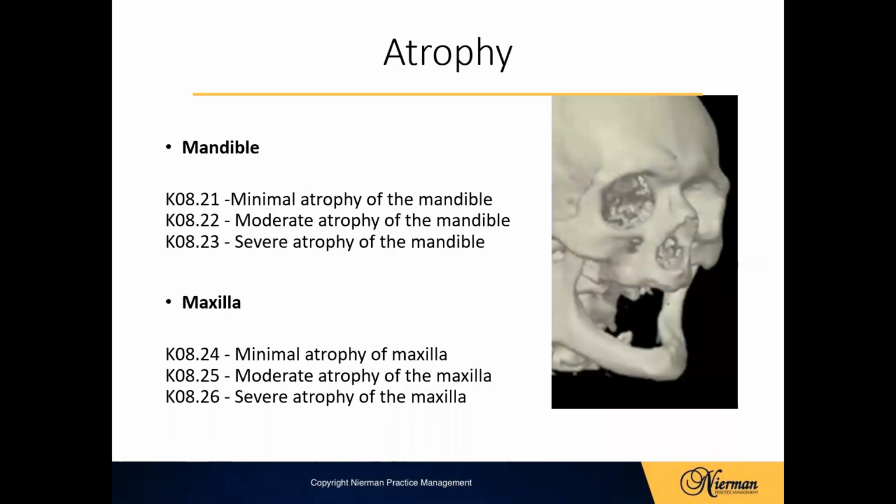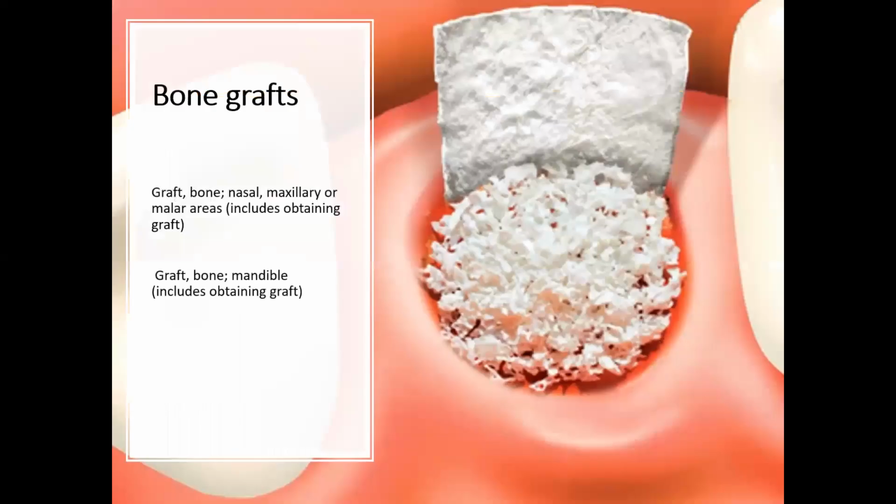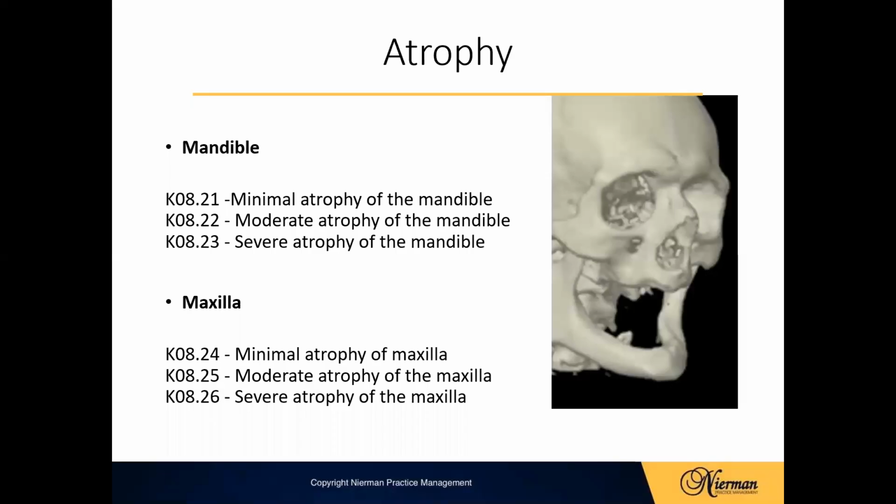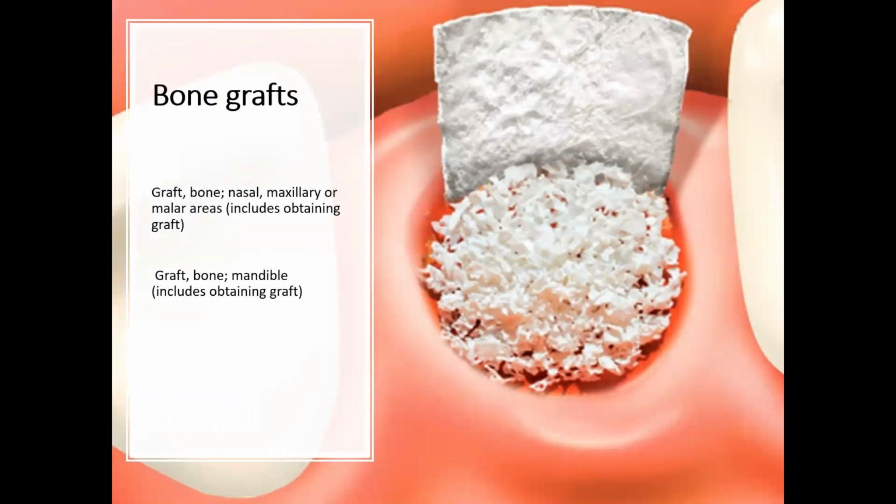Now, let's say you have a patient who's missing teeth. You're not going to bill the bone grafts and implants under the missing teeth codes because that's not what's causing the dysfunction. You want to code what's currently there. And so now I'm going to code for atrophy of the mandible and maxilla, whether it be minimal, moderate, or severe. And also, let me just go back really quick. Okay. The bone grafts will go with the atrophy codes.